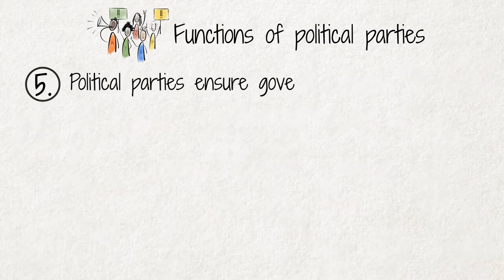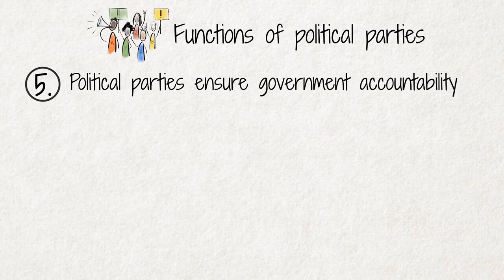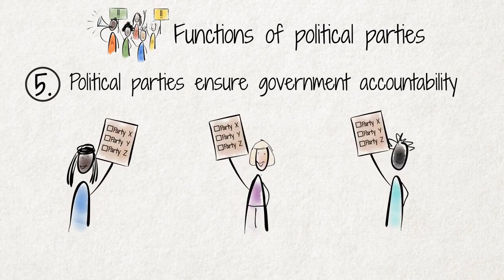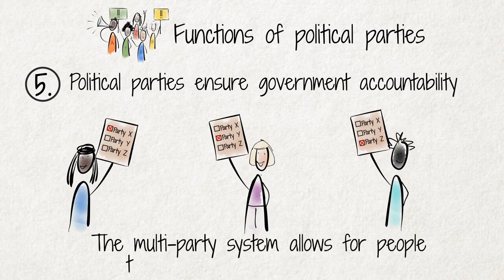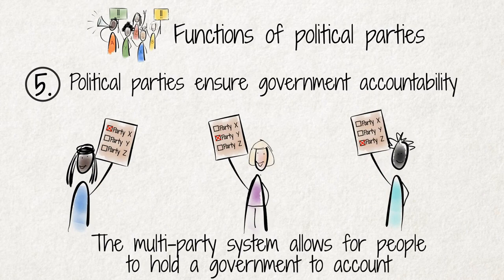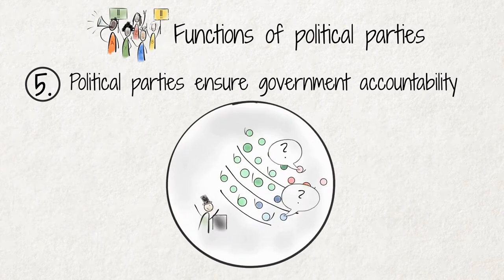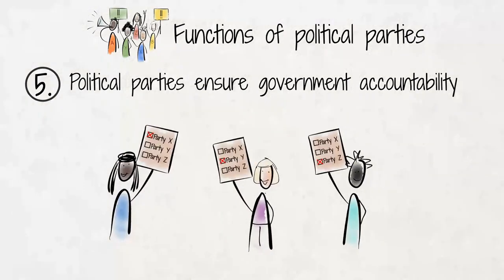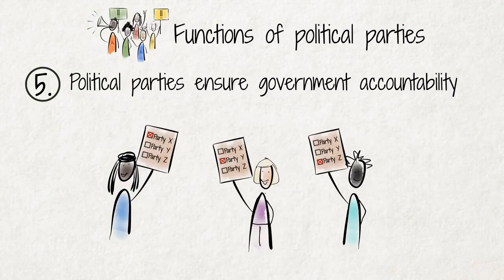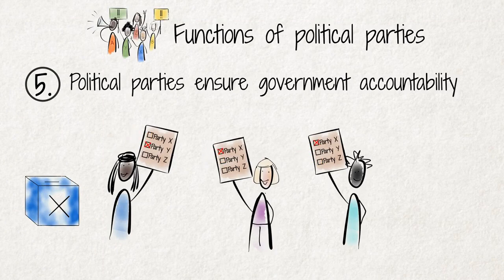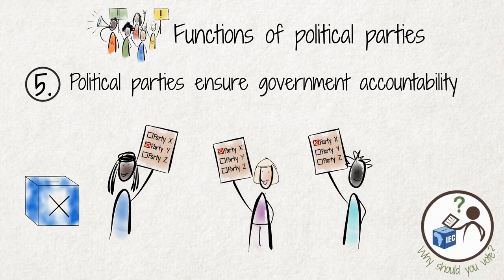Political parties ensure government accountability. Every citizen can choose amongst political parties and vote for the one that best represents his or her opinions and beliefs. The multi-party system allows for people to hold a government to account. Opposition parties can question government ministers in parliament or call for debates on contentious issues. Ultimately, if voters are dissatisfied with the performance of the ruling party, they can vote it out of power and elect a different political party for government. We explain why voting is important in our video, Why Should You Vote?